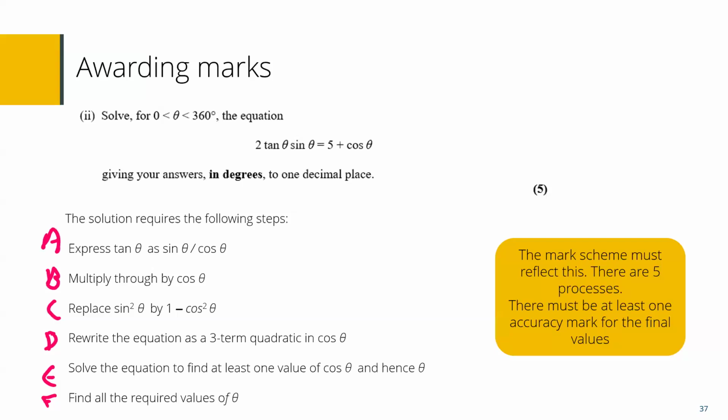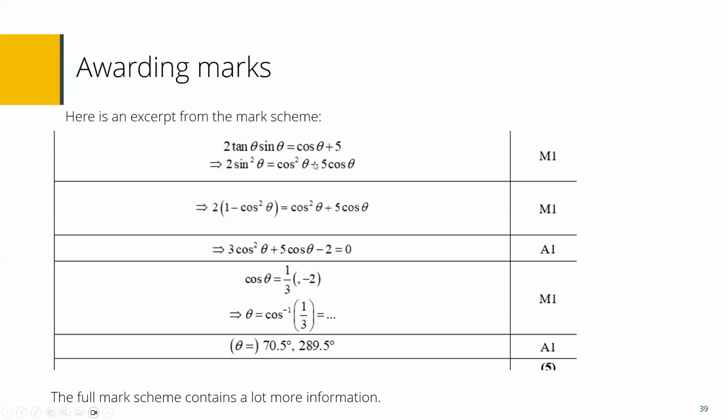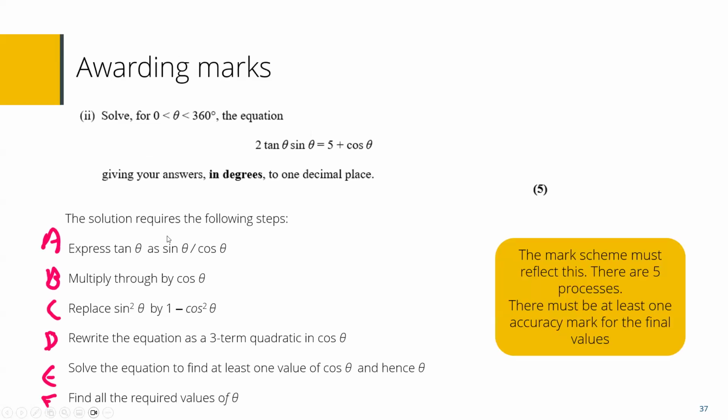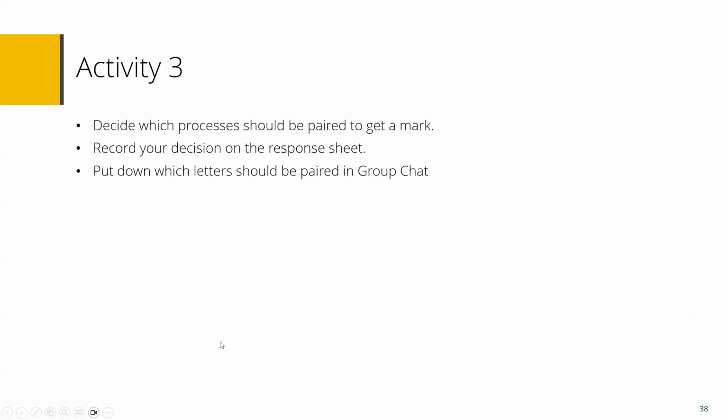So expressing something into sine over cos and multiplying across, we can see from the mark scheme that that's been done for that first mark there. Then replacing the sine squared theta with this was given the second method mark. Rewriting this as a 3-term quadratic was the accuracy mark they gave there. And then attempting to solve this was the other method, the 4th, with the final one as a fifth, and you can see that from here.